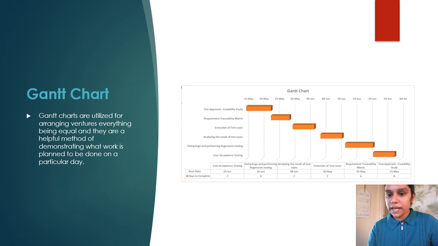Lastly, here comes the Gantt chart. A Gantt chart is a method that can represent how many days will be taken to accomplish any particular thing, to accomplish any sort of work. So here is our Gantt chart related to this assignment.